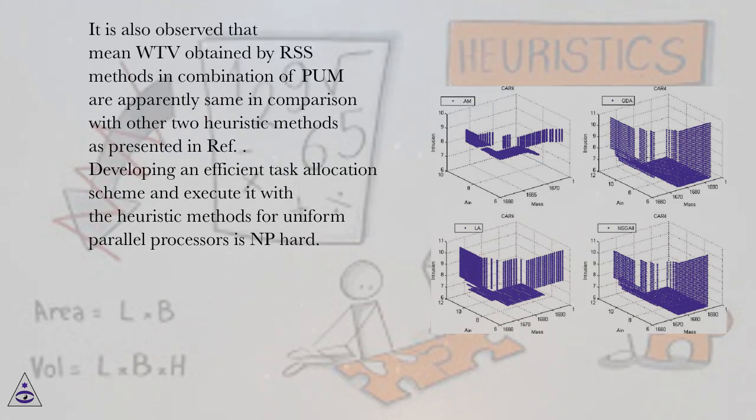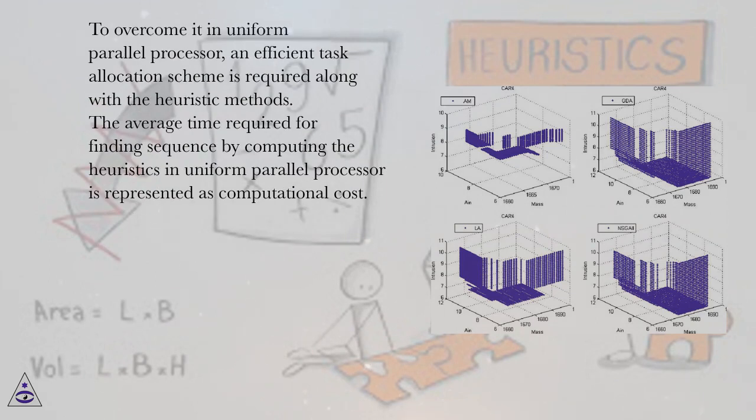Developing an efficient task allocation scheme and executing it with the heuristic methods for uniform parallel processors is NP-hard. To overcome it in uniform parallel processors, an efficient task allocation scheme is required along with the heuristic methods. The average time required for finding a sequence by computing the heuristics in uniform parallel processors is represented as computational cost. From the above discussed heuristic methods with the POOM allocation scheme, it is found that the Versus method requires at least 4 tasks to commence, and all the heuristic methods discussed in section 6 need a sorting procedure after the POOM allocation process is over and before the starting of the heuristic process.